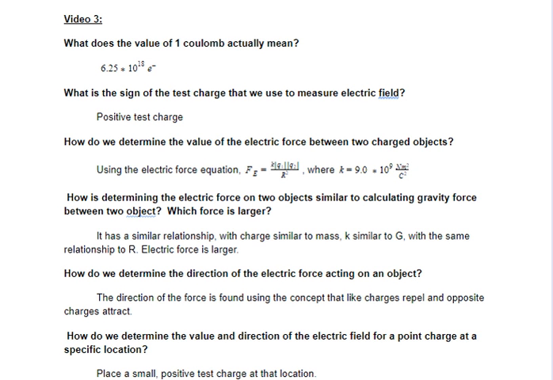How is determining the electric force on 2 objects similar to calculating gravity force between the objects, and which is larger? Well, if you remember, gravity is force gravity equals G m1 m2 over r squared. So it has the same form. But obviously, electric force is much larger. The k constant is 9 times 10 to the 9th for electricity, but the gravity constant is 6.67 times 10 to the minus 11, which is much smaller. How do we determine the direction of electric force on an object? Basically use the concept again that like charges repel, opposites attract, and just draw the vector right on your paper.